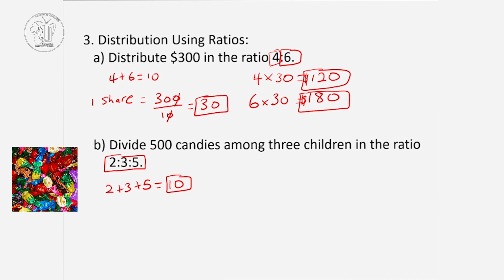We have to share the 500 candies among 10 shares. So 500 divided by 10 will give us 1 share. The zero cancels with that zero, and 50 divided by 1 is 50. So the value of 1 share is 50.